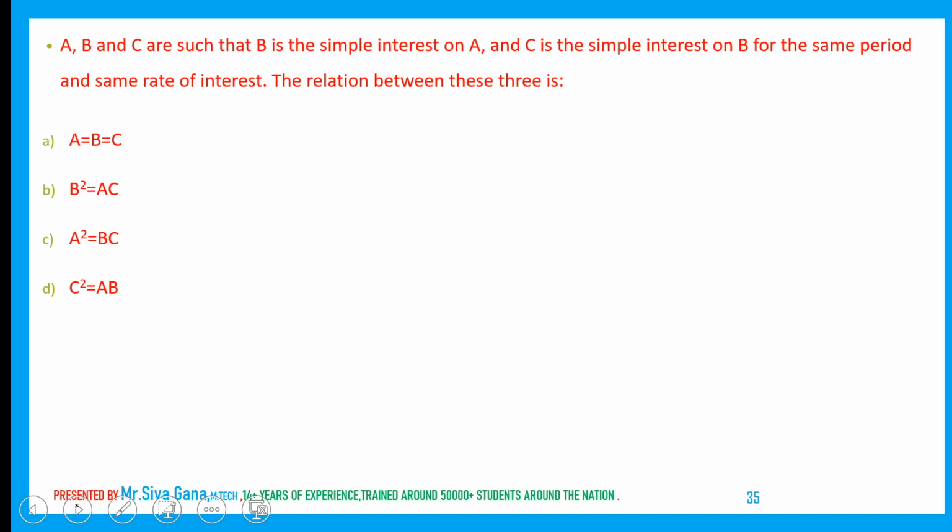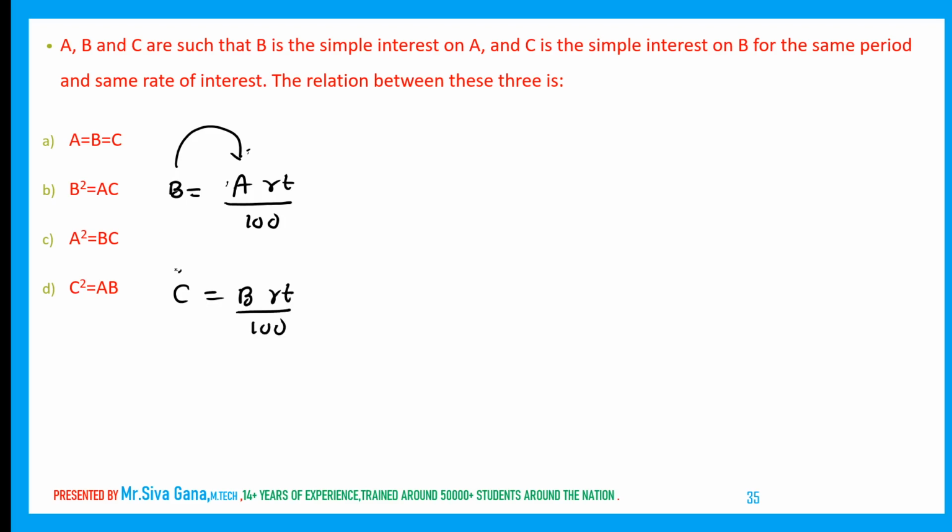A, B, C are such that B is the simple interest of A and C is the simple interest of B for the same period and same rate of interest. Very simple question. I am just applying PRT by 100, that is RT by 100. B is the simple interest of A. Next, C is the simple interest of B for the same rate and same time period.